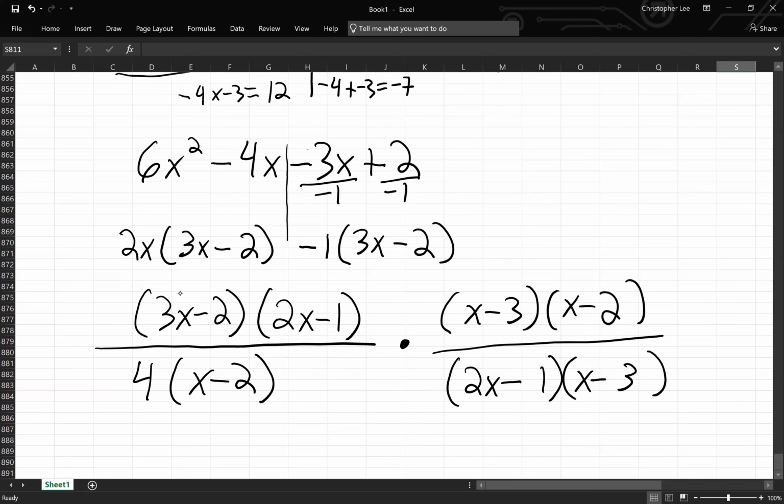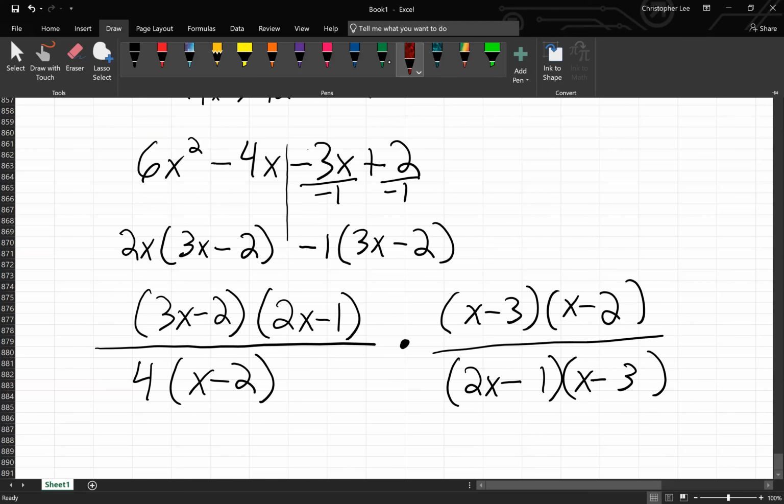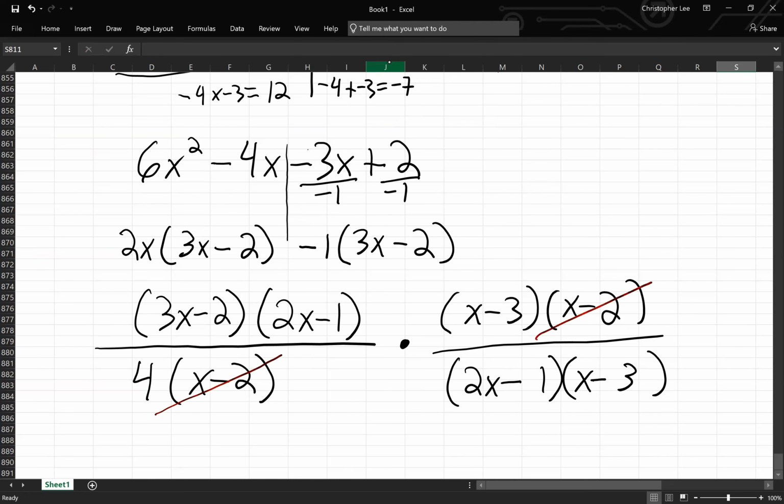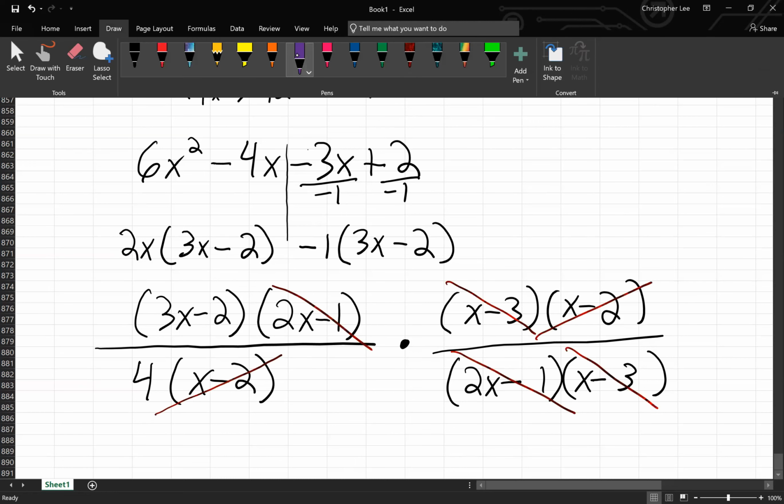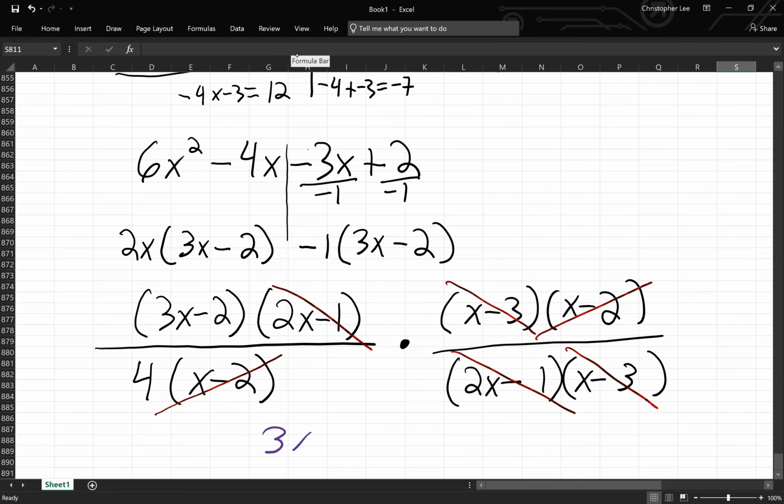All right. Cross out like terms. Change up my marker for this one. So I got the x minus 2, x minus 2, x minus 3, x minus 3, 2x minus 1, 2x minus 1. Right? Final answer. I'm going to do it in purple. 3x minus 2 divided by 4.